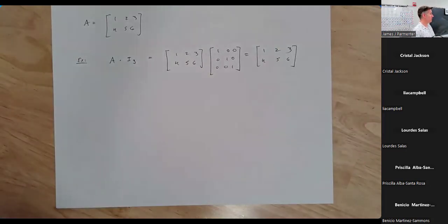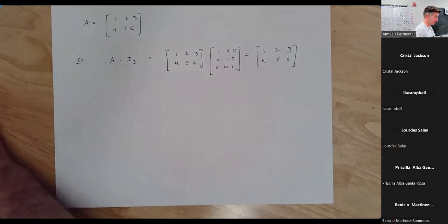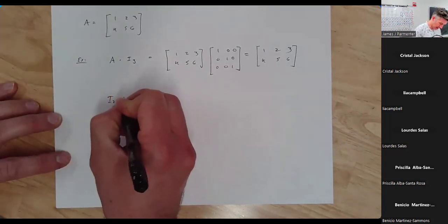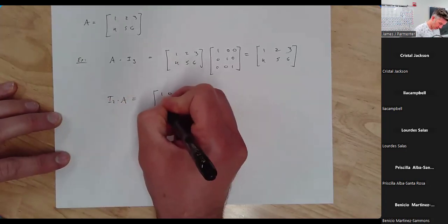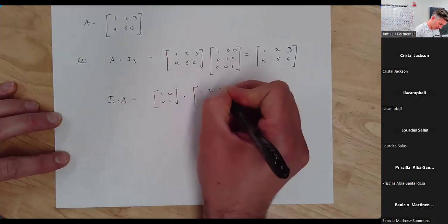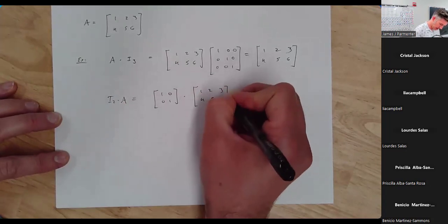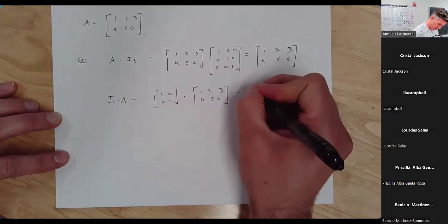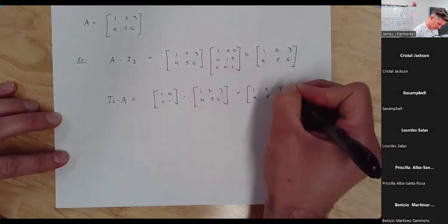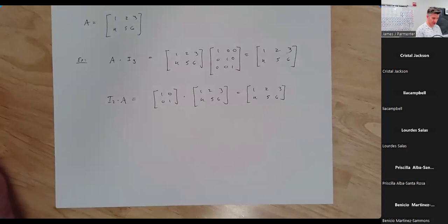But if you want to do the matrix multiplication in the opposite order, you would need a different size identity matrix. You need I2. So I2 times A is 1, 0, 0, 1 times 1, 2, 3, 4, 5, 6. And you exactly get the same result. 1, 2, 3, 4, 5, 6. But there's no commutativity here because things aren't the same.